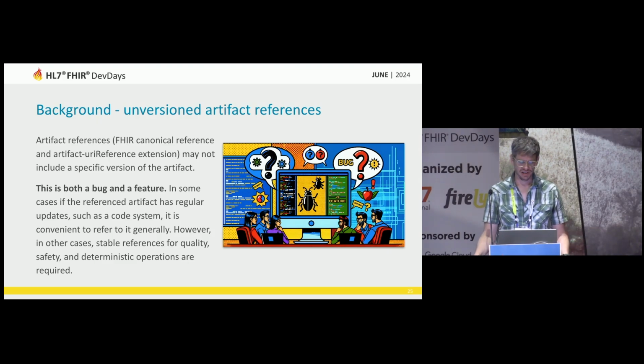In some cases, it can be seen as a bug. It's actually convenient if you're creating your content on an annual basis and you don't want to release new versions every time a code system updates. In that case, it's convenient not to refer to a specific version of LOINC, and it's okay from a content maintenance perspective to not do that.